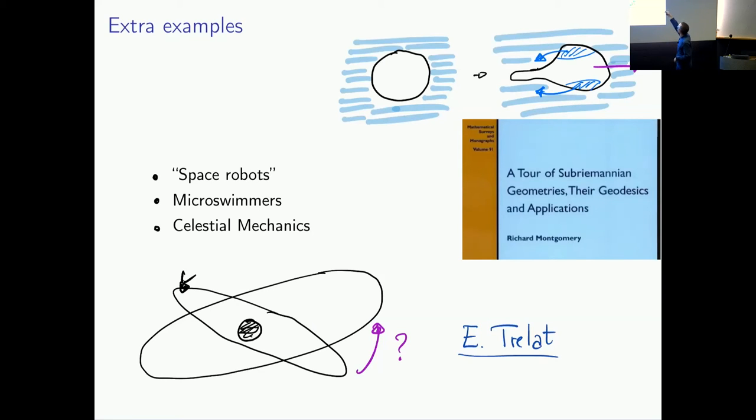And there is this book by Richard Montgomery, A Tour of Sub-Riemannian Geometries, Their Geodesics and Applications, where you can find most of these examples. And it's a very good book. And it's also quite thin and contains a lot of stuff.